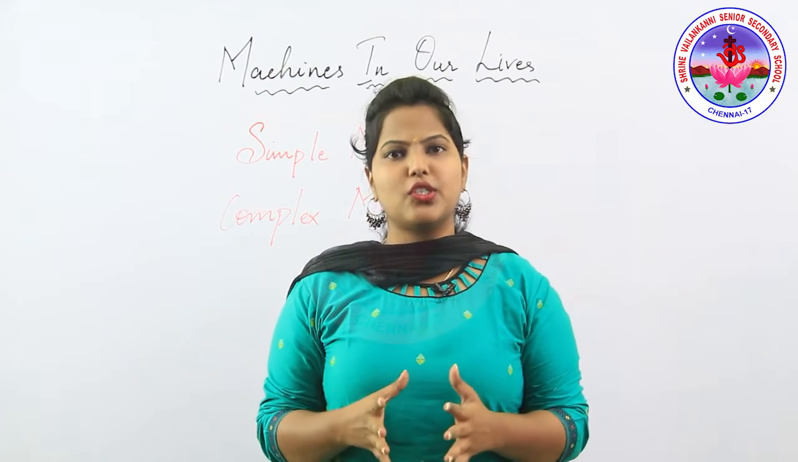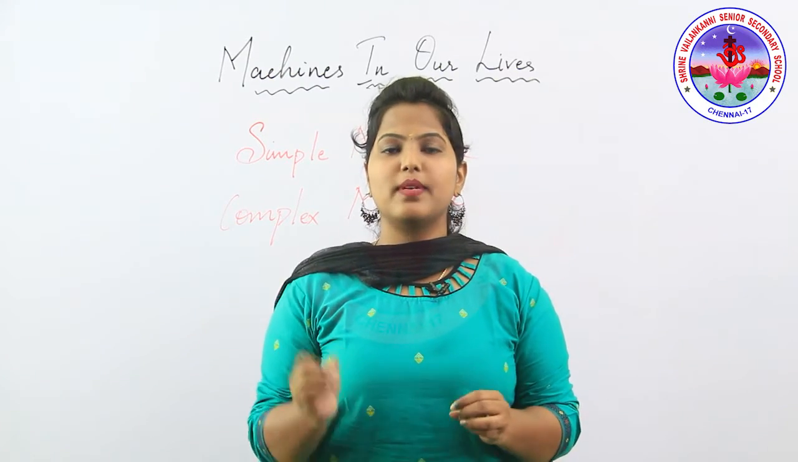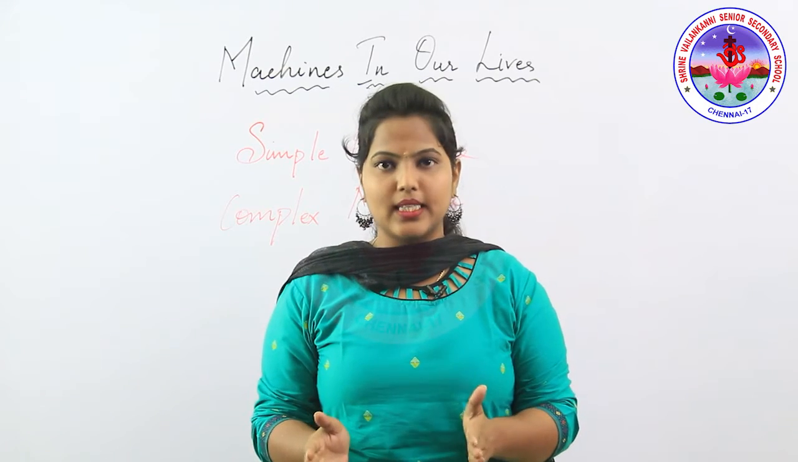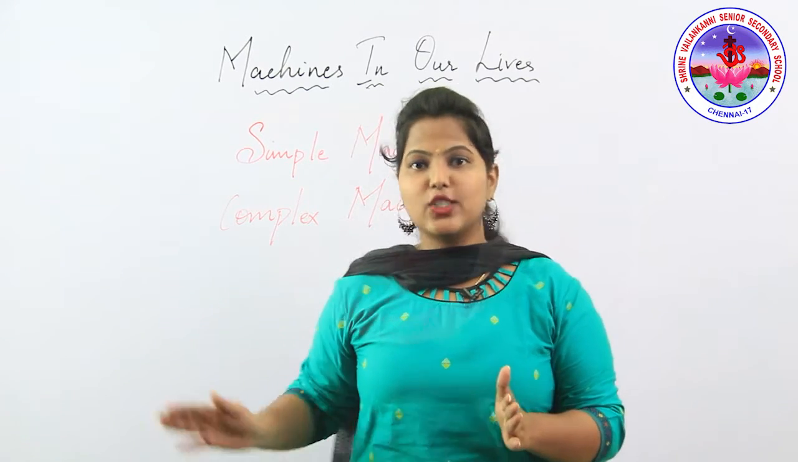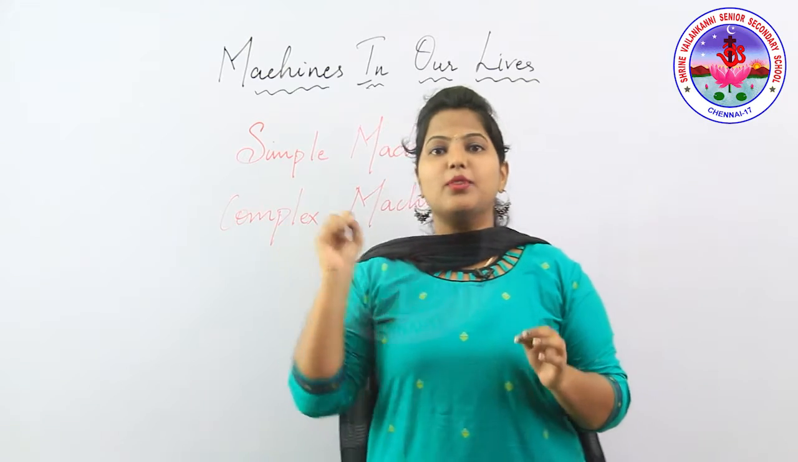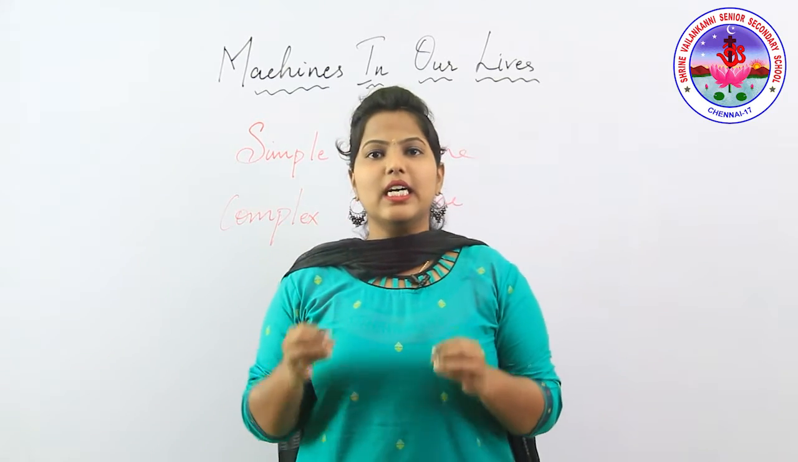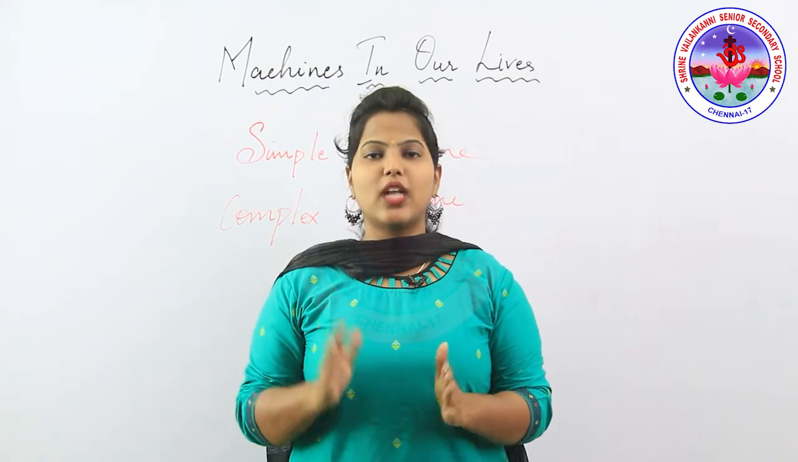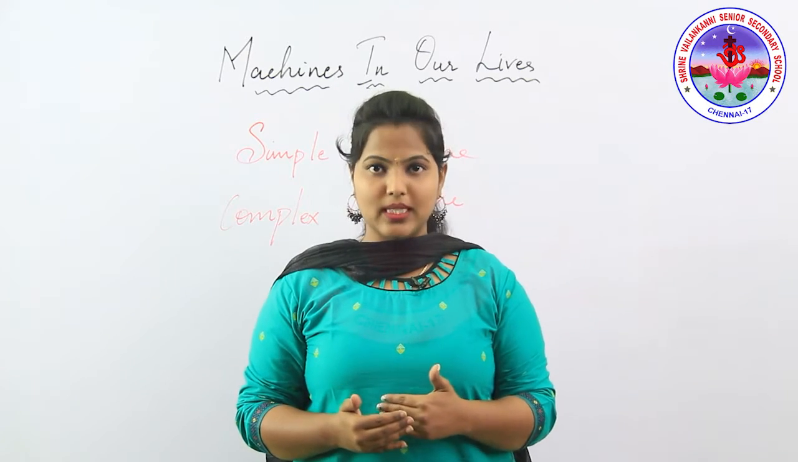So, what are simple machines? The machines that involve only two or three parts in them are called simple machines. And complex machines are the machines that involve more than 10 parts. Okay, so now we will learn in depth about the simple machine.